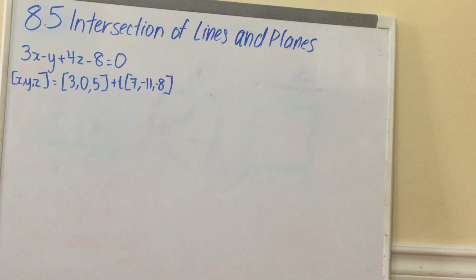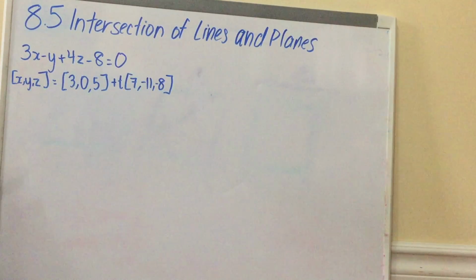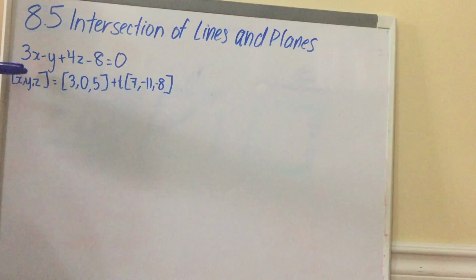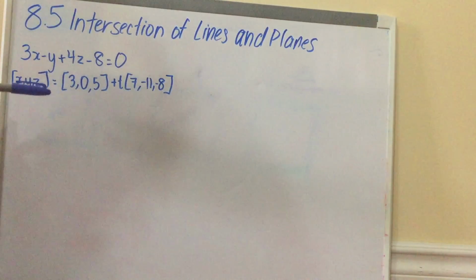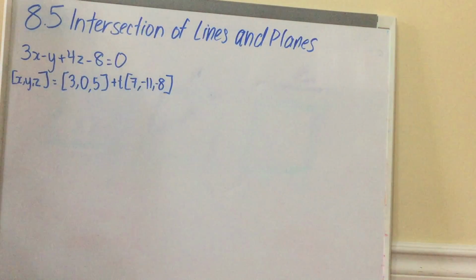So in this case, we're given the scalar equation 3x minus y plus 4z minus 8 is equal to 0, and we're given the parametric equation. And so now what we do to solve for the point of intersection is that we would sub in the x values into this equation, the y values into this equation, and the z values into this equation.